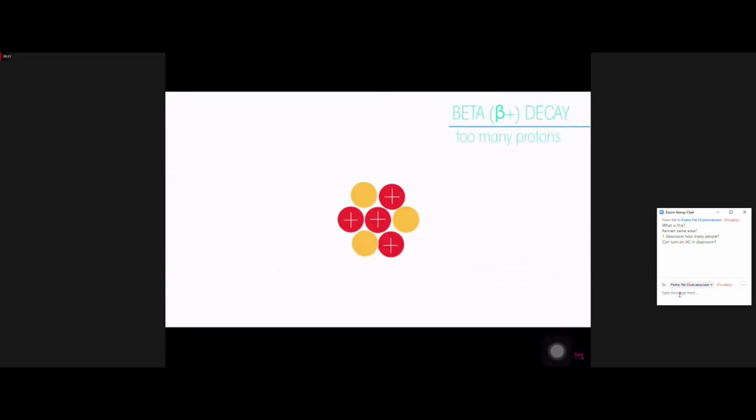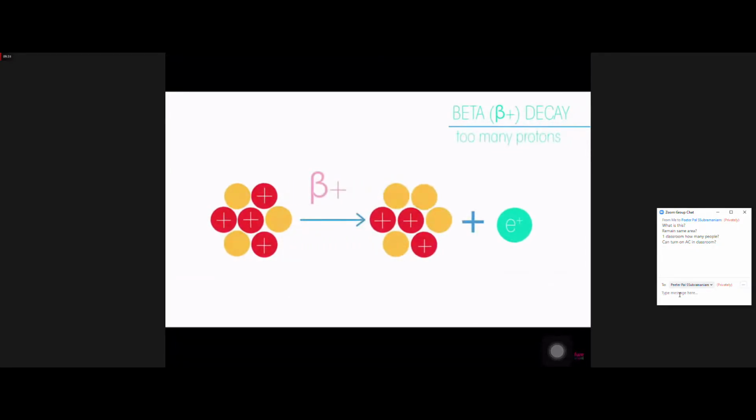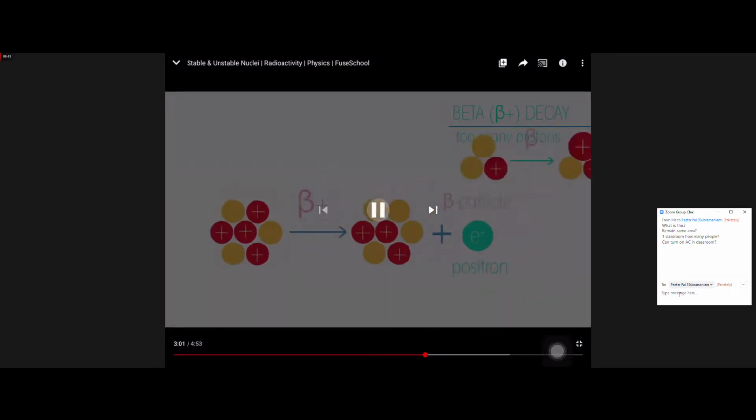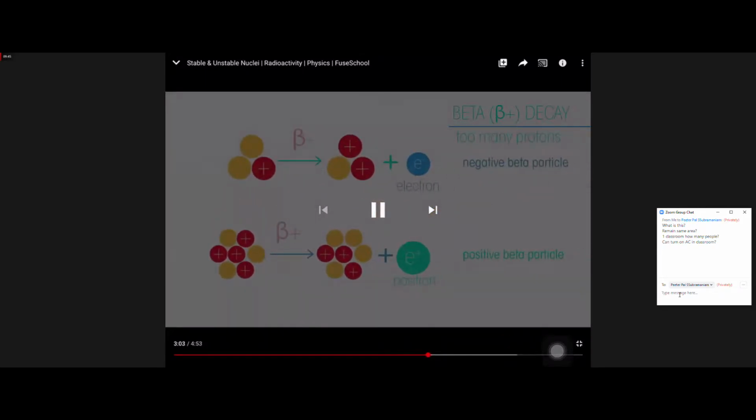When an isotope has too many protons, it decays by beta plus decay. A proton is converted into a neutron and a positive beta particle called a positron. Positron is not in your syllabus, so you don't have to look at this part. Positrons have the same.